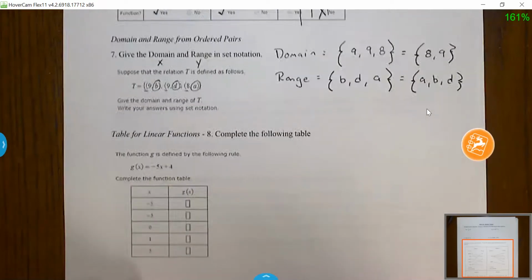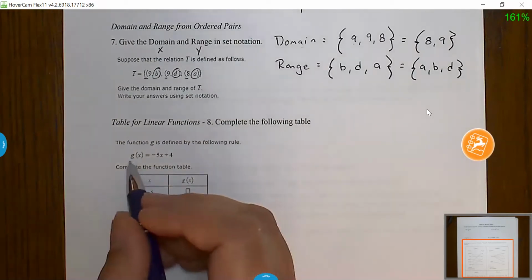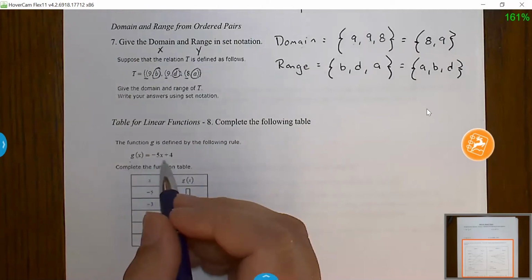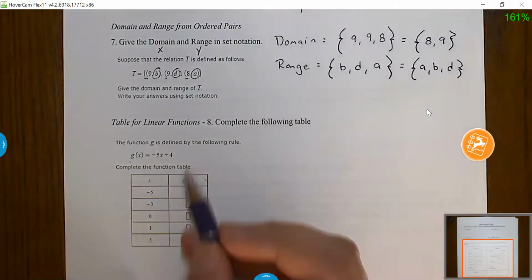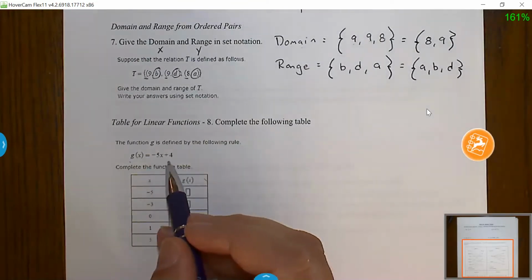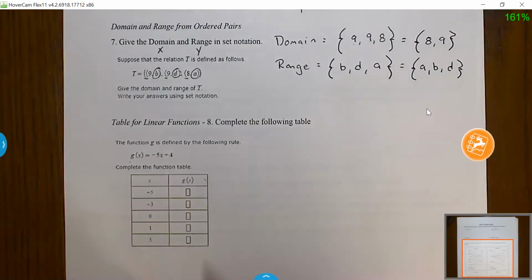Okay. Our next topic, it says table for linear functions. So we are given a function g of x equals negative 5x plus 4, and we have to complete this table. Those of you that are comfortable with a graphing calculator or have a graphing calculator at home, you can plug in negative 5x plus 4 into the table, or into the y equals, and then get the outputs in a table.